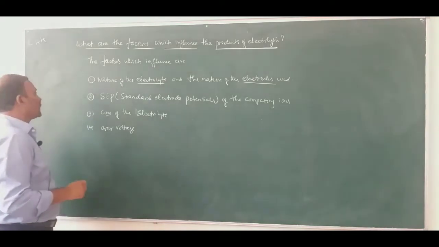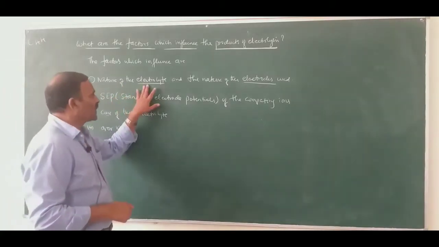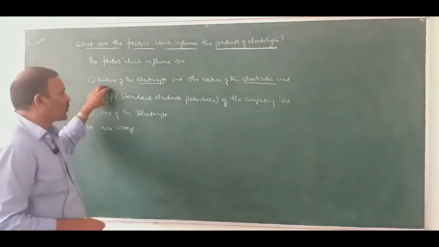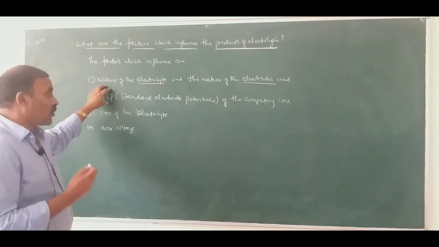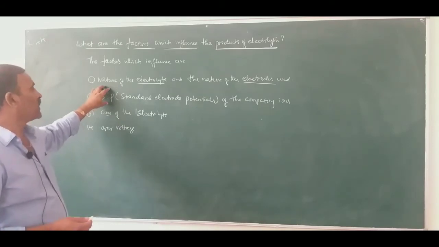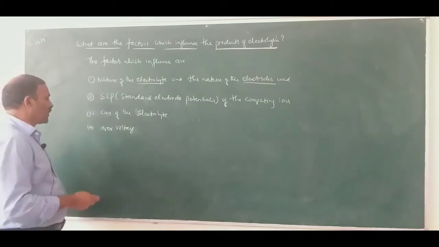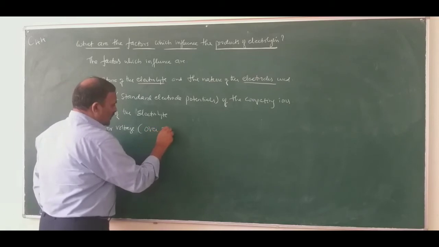So the products of electrolysis depend upon these factors: nature of the electrolyte and nature of the electrodes used, standard electrode potentials of the competing ions. The competing ions means the ions which move towards the respective electrodes. And third one, concentration of the electrolyte. And fourth one, over voltage. It is also called over potential.